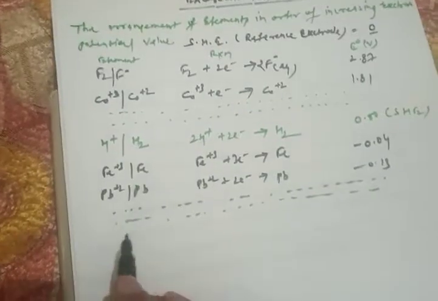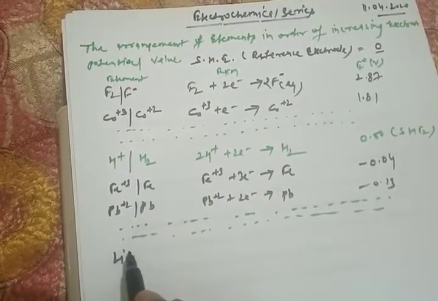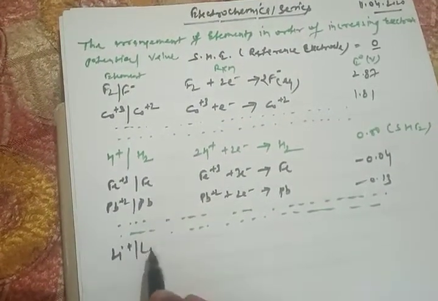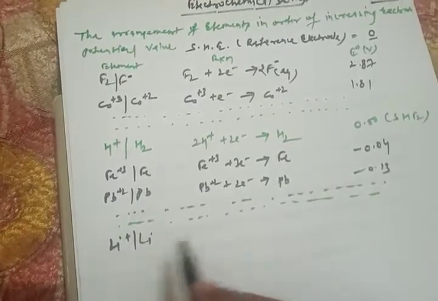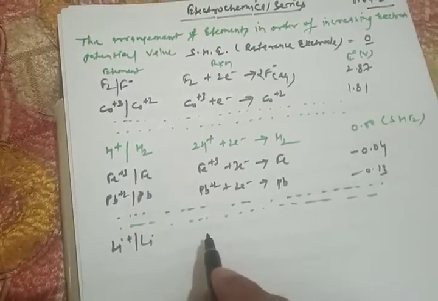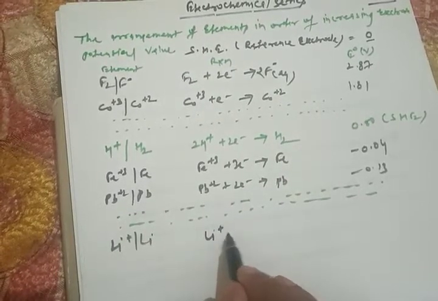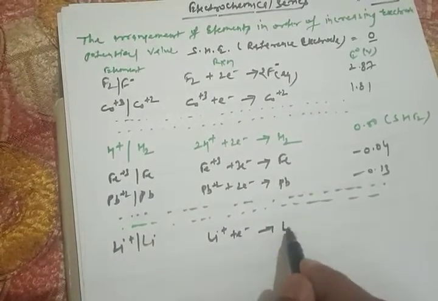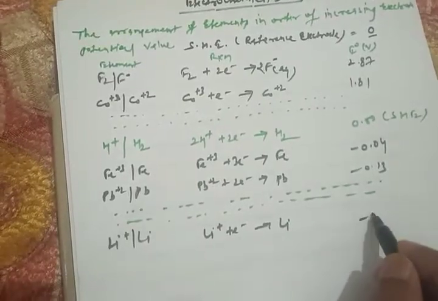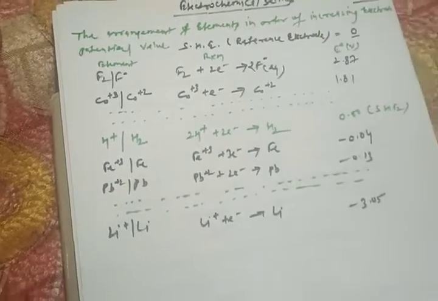The last one is lithium. Lithium plus to lithium. Here the values are reduction potential values, no? You should know that. Li plus with an electron will give Li, and the value is minus 3.05.